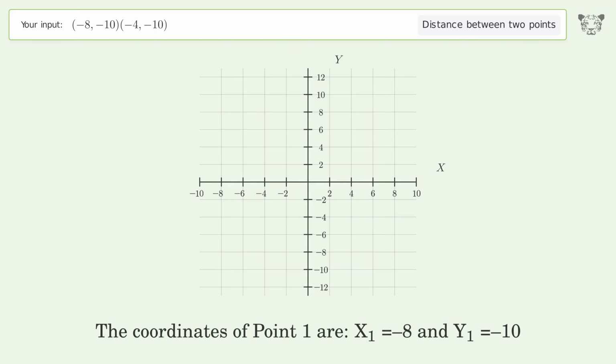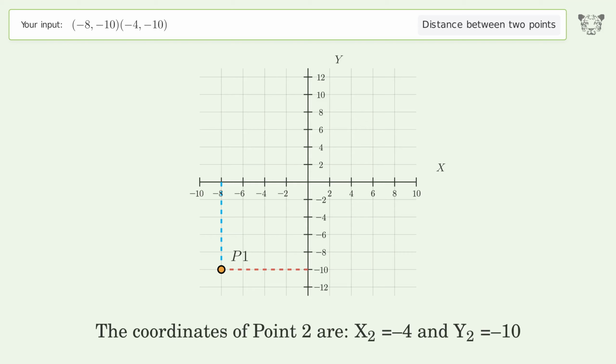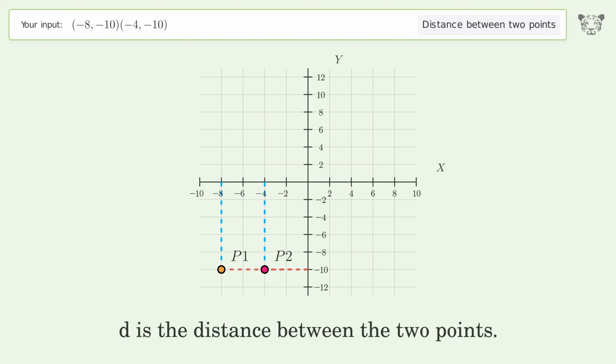The coordinates of point 1 are, x1 equals -8 and y1 equals -10. The coordinates of point 2 are, x2 equals -4 and y2 equals -10. D is the distance between the 2 points.